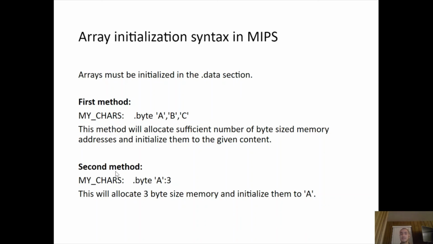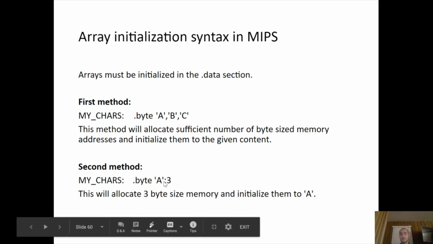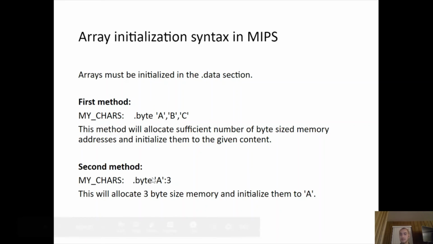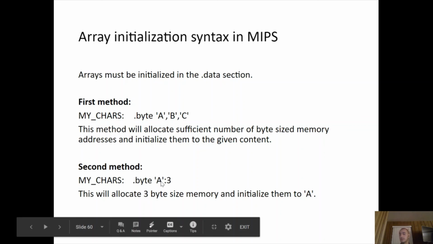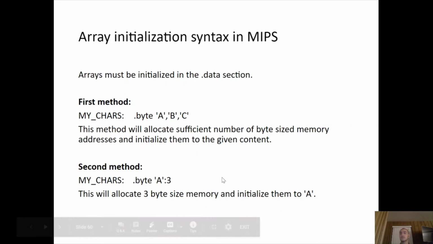The second method is kind of a shortcut. You have the same thing, the label and then the size, and then you put your value, then a colon with a number. That's basically repeating the value, as if you put the value, comma, the value, comma, the value. So those are the two ways that we have to represent these arrays in MIPS.